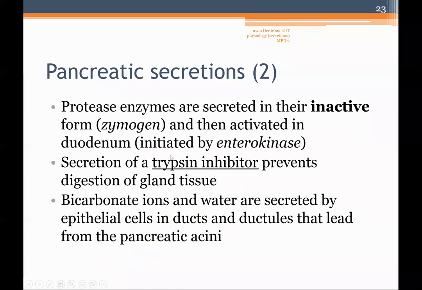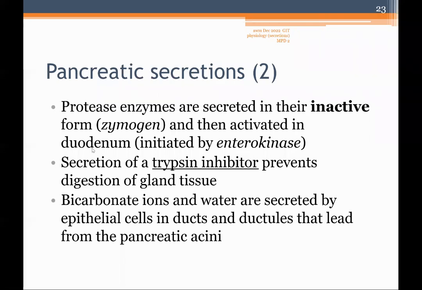Now, the protease enzymes are secreted in their inactive form. They are produced in the form of zymogens, and this is a way in which the pancreas itself is protected from being digested by the enzymes that it's producing.